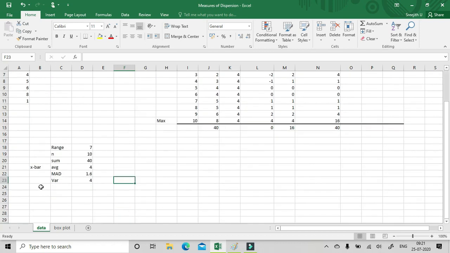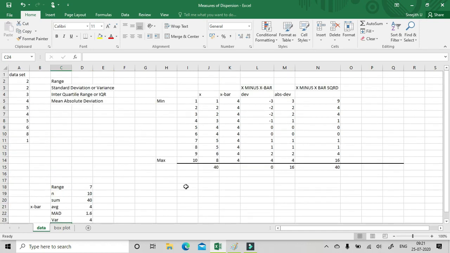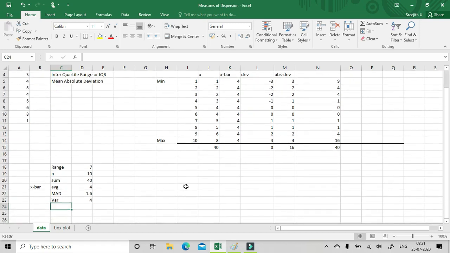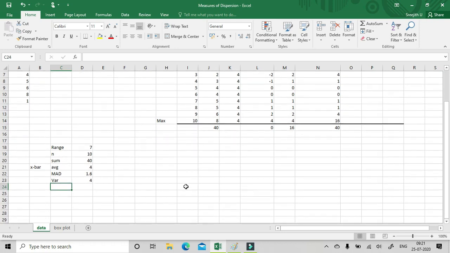Okay, and standard deviation is defined as the square root of the variance. It's simply the square root of variance. There is no way you can directly find the standard deviation. It's actually the positive square root of the variance. Okay, so standard deviation is the square root of 4, which happens to be 2.